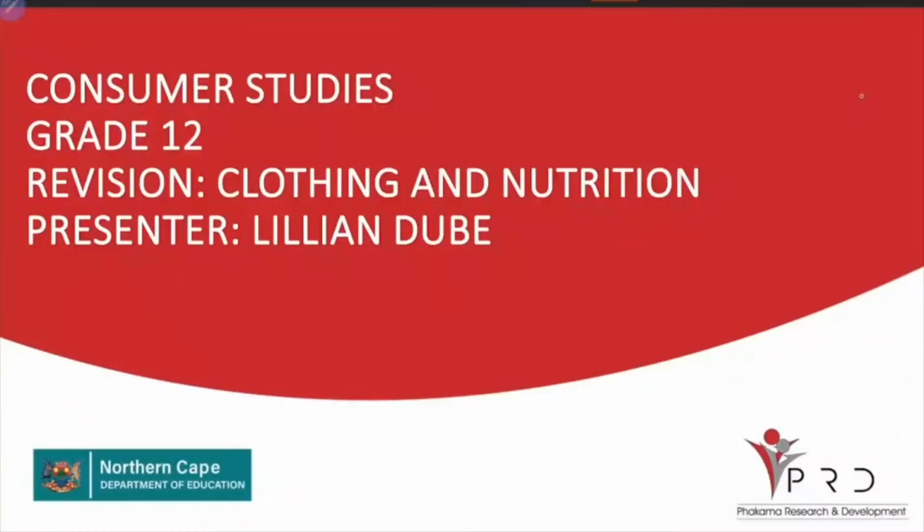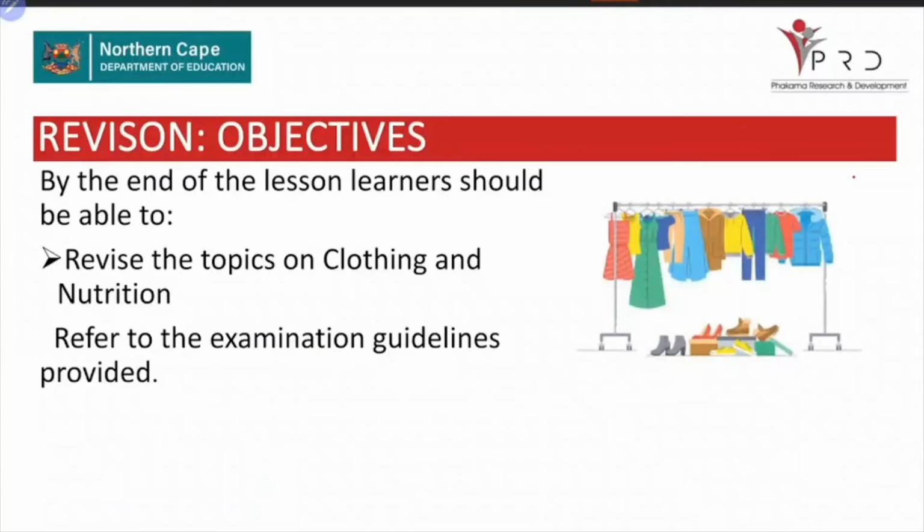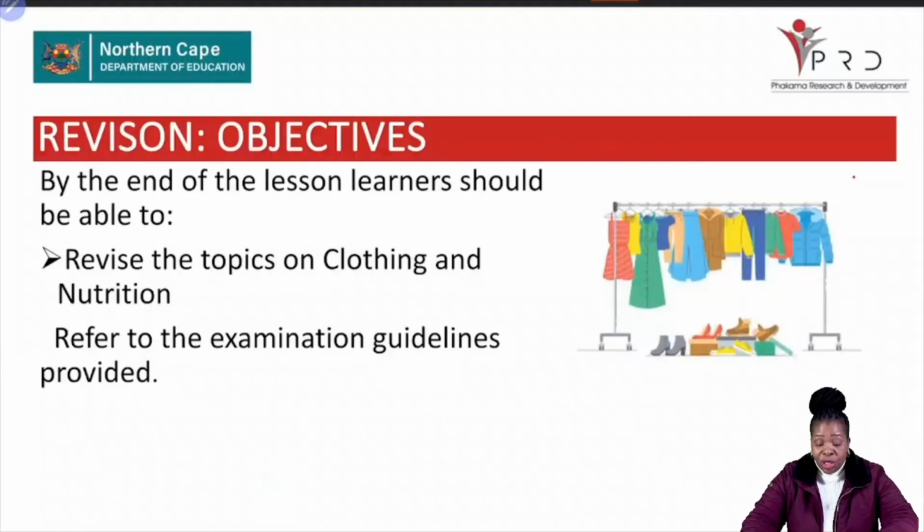Today, learners, our revision is based on clothing and nutrition. And what do we want to achieve today? It means by the end of this revision, we should have covered clothing and nutrition. We will start with the short, easy questions first, and then we go to the more complex ones.